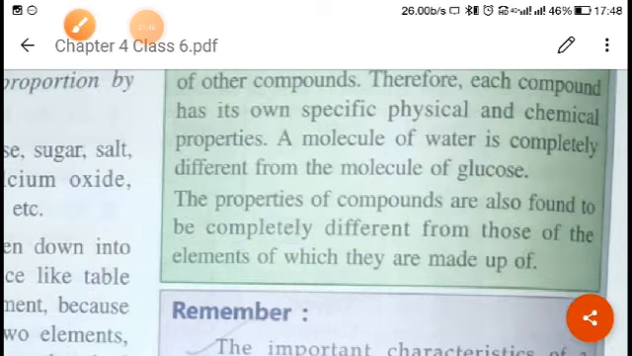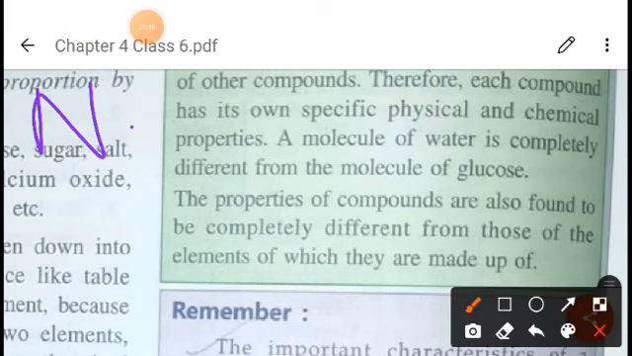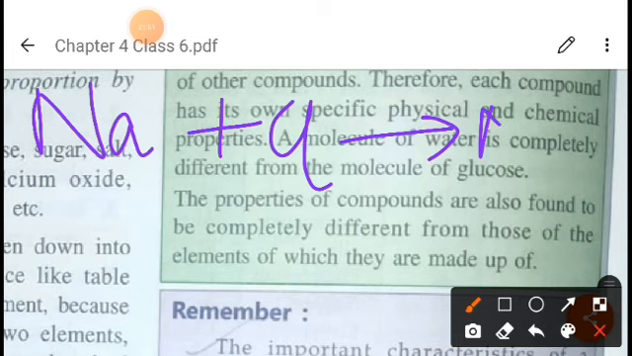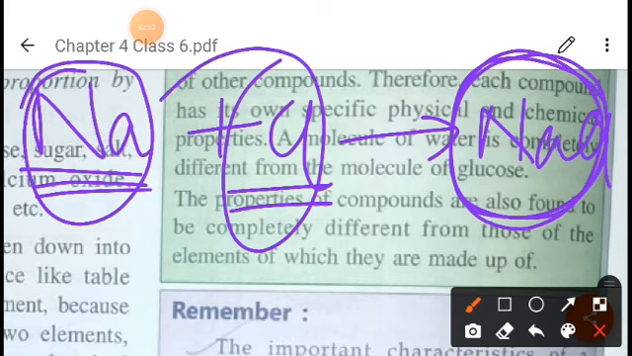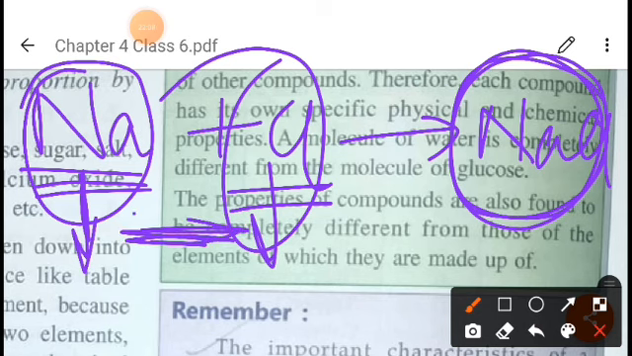Now one more example I will give. Suppose we have here sodium, Na, and chlorine. These two will combine together to form NaCl, which we are using in our home. But individually, the properties of sodium chloride are entirely different from those of sodium and chlorine, because sodium is a very dangerous thing, and chlorine is also very dangerous, but when they combine together, they form salt, which we eat, right? So you can see the difference.